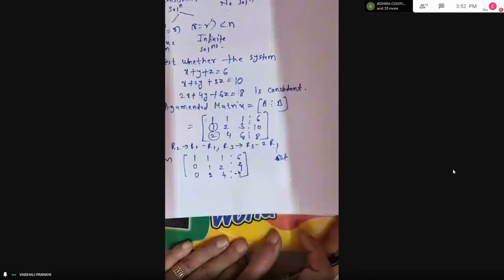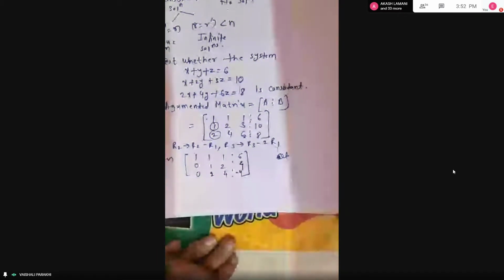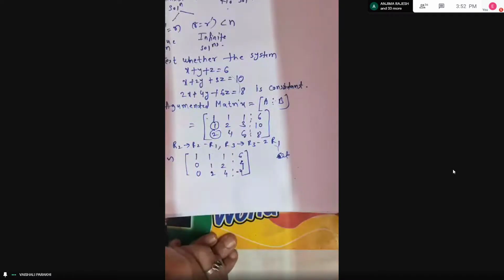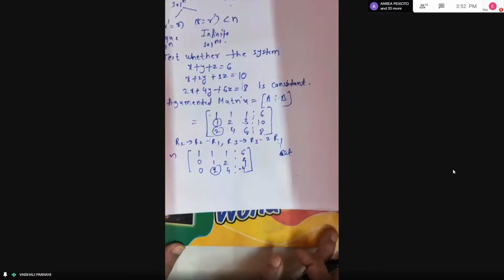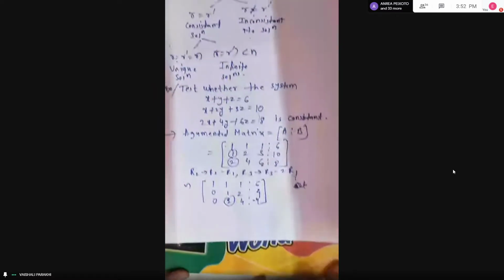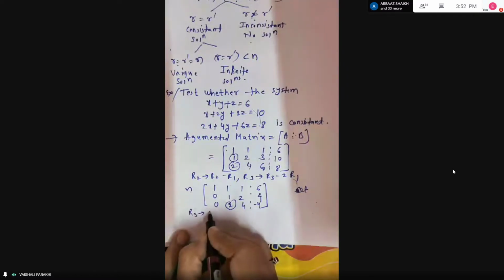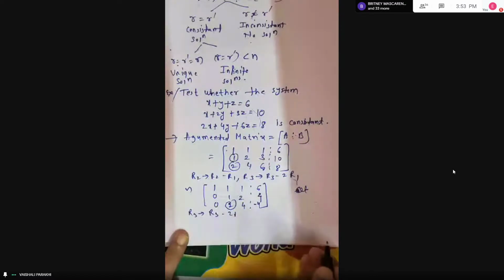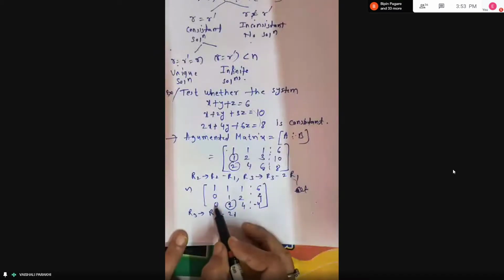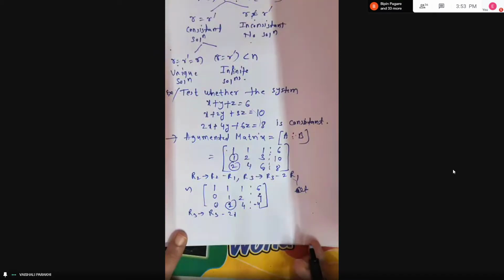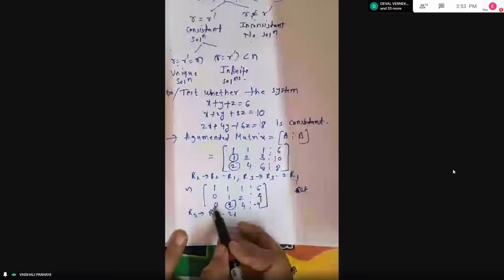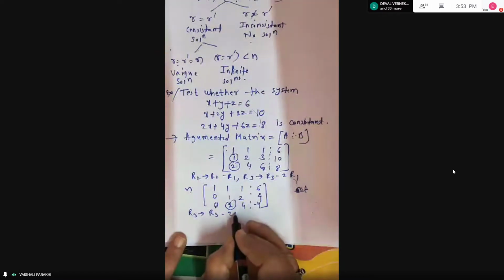Is it echelon form, Dwayne? No, ma'am. So now tell me which is your target element? 2. Right? So in place of 2, how you will bring 0, Dwayne? Tell me the transformation. R3 minus 2 R1. If you take R1, then this element will change, the first element, because 0 minus 2 will become minus 2 here. So take R2.